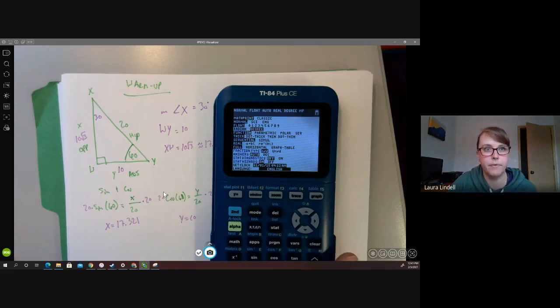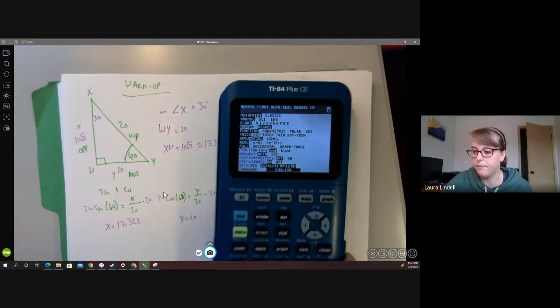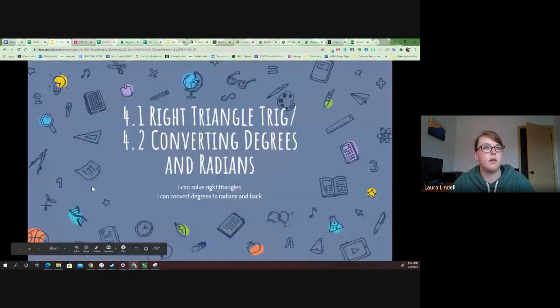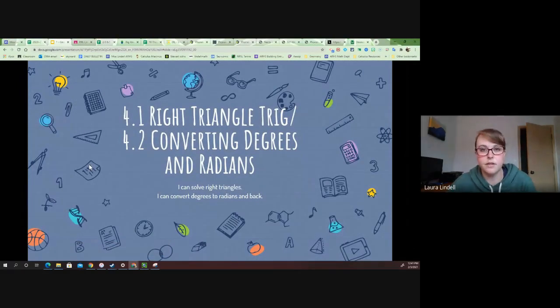Cool. Okay. So for today, let's see. We're doing some of the same and some moving along. We're going to deal with more right triangle trig, solving triangles and stuff like that. You do a little bit more general guided practice with that. And then we're also going to talk about converting degrees and radians back and forth.